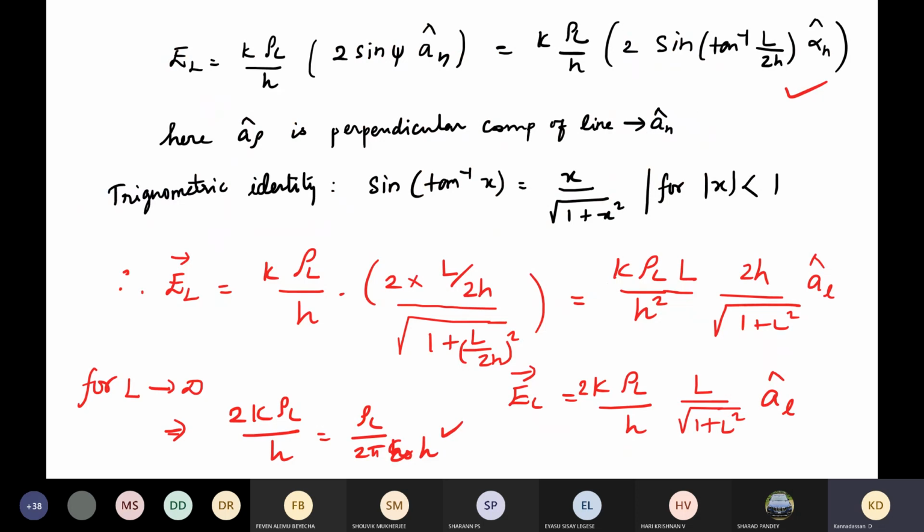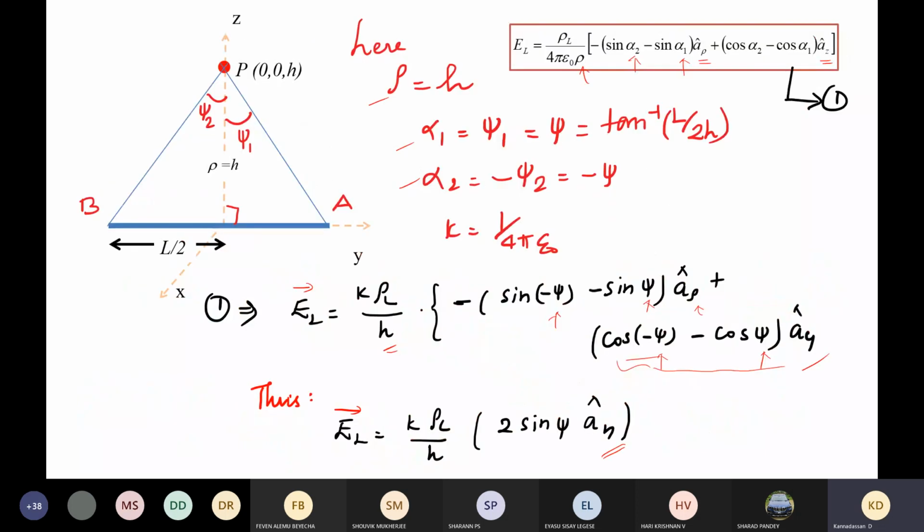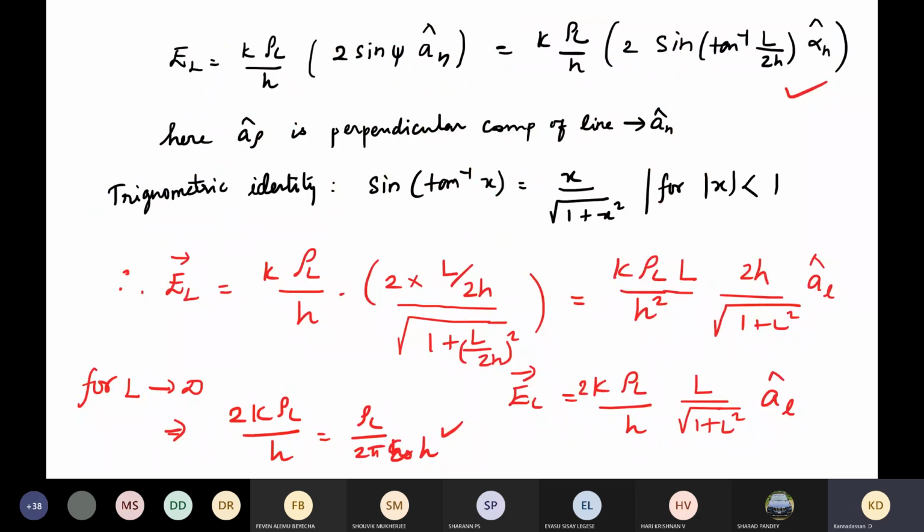Then we are actually substituting what this psi is. So psi is tan inverse of L by 2. This is more than sufficient. If you get the answer up to here, that is more than sufficient. But if you are good at mathematics, then you can also work it out further. But you are supposed to come up with some good approximation. Otherwise, the problem may go wrong.